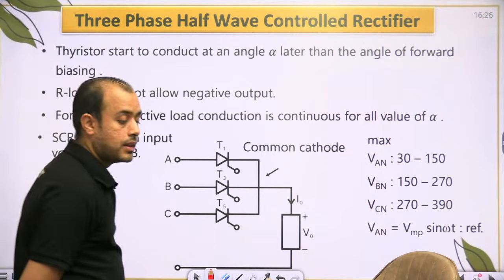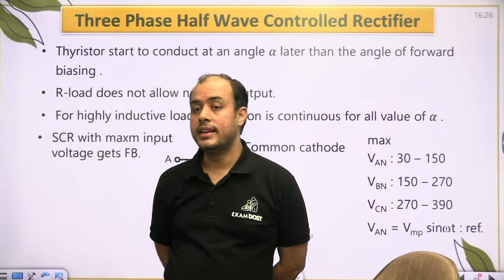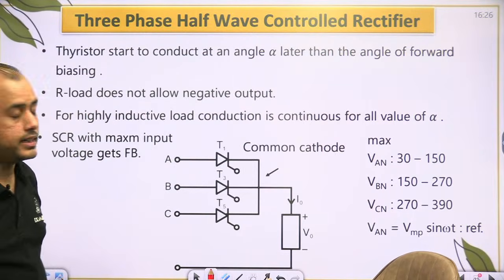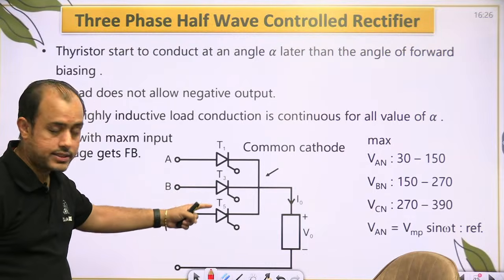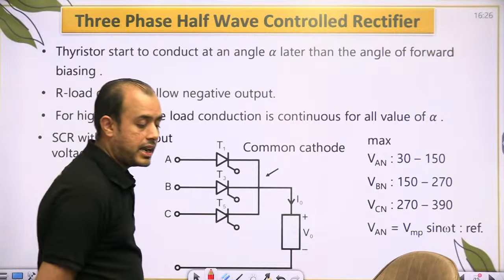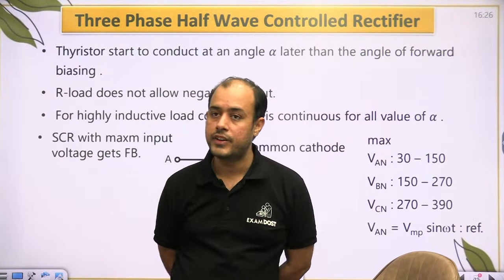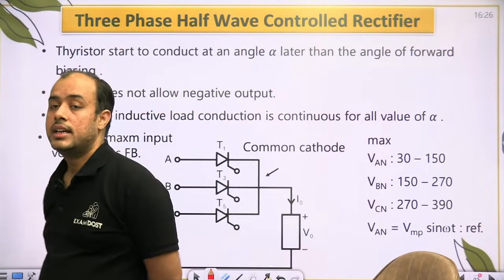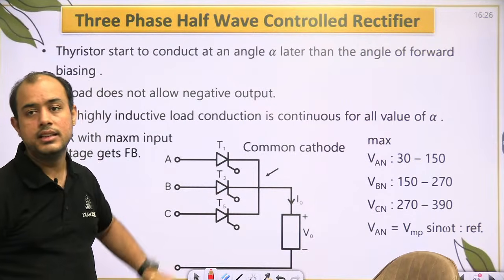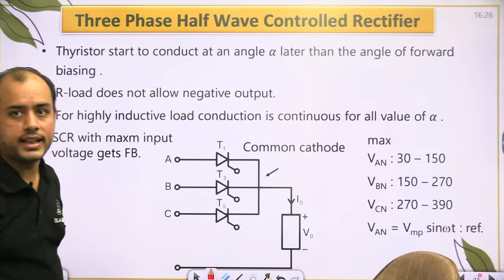Let us start. So beta, now in case of a three-phase half-wave rectifier, we have three thyristors. One thyristor is connected in each phase. हमारे पास तीन thyristor होते हैं हर phase में एक एक thyristor. Now because their cathodes are connected to each other, it is called common cathode.